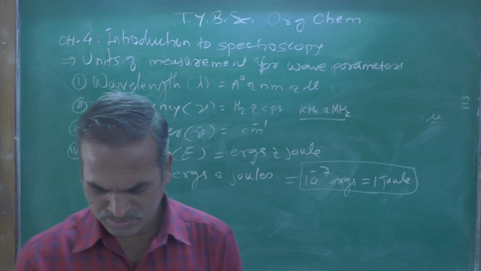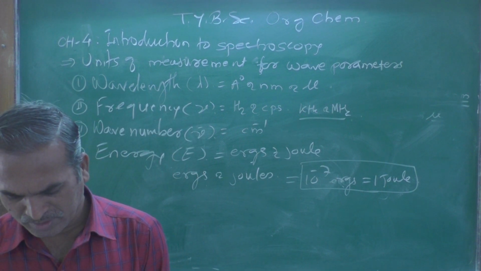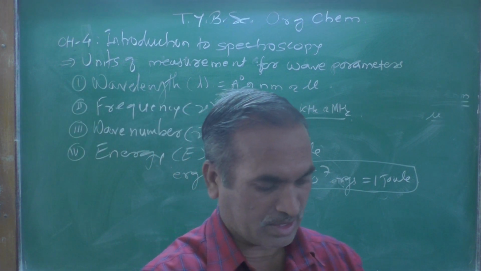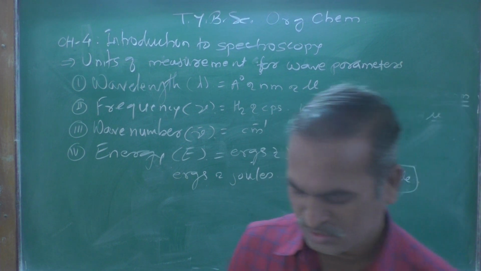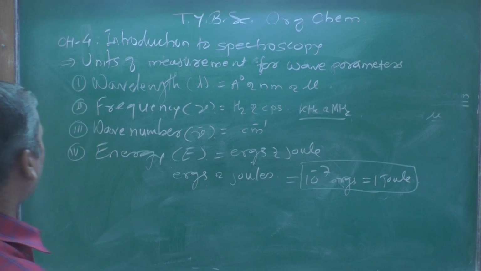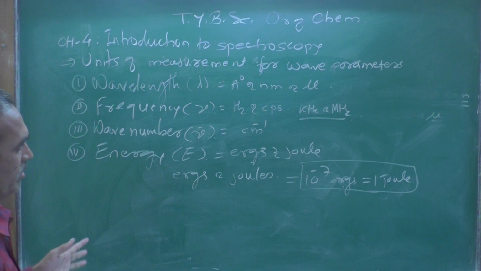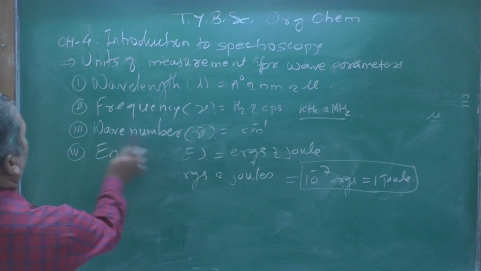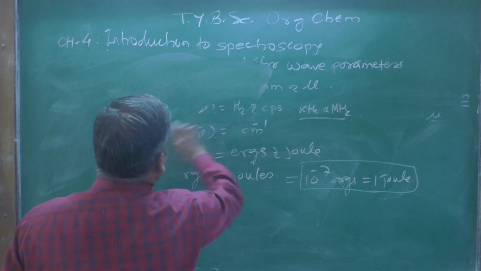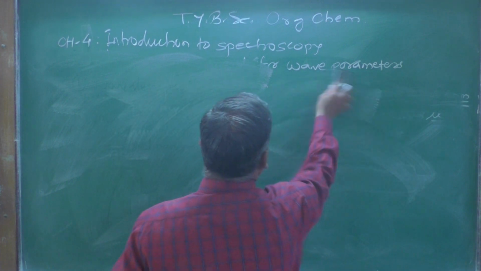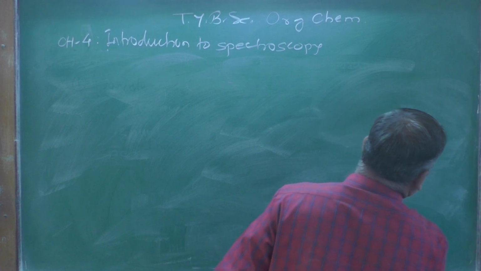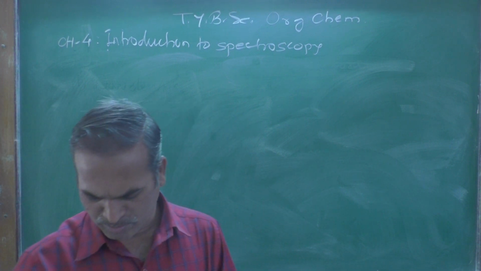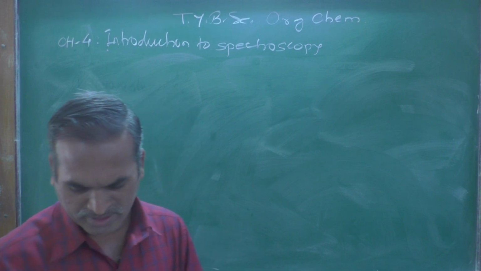And the next point we are going to discuss is the types of electromagnetic radiation. The units we have just seen are the main four parameters which we frequently use while studying the different spectroscopies. Now let us move on to the next point, which is the types of electromagnetic radiation.